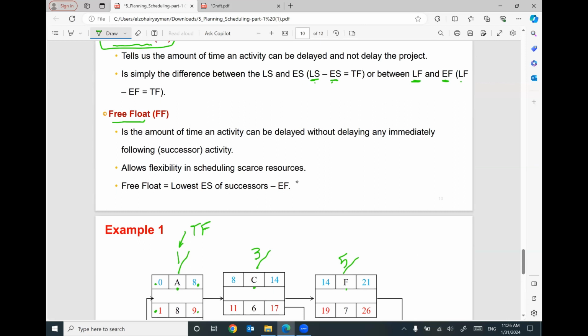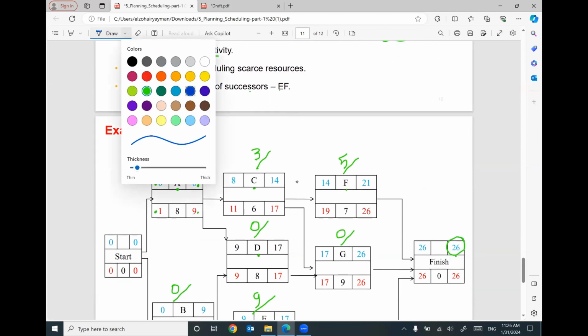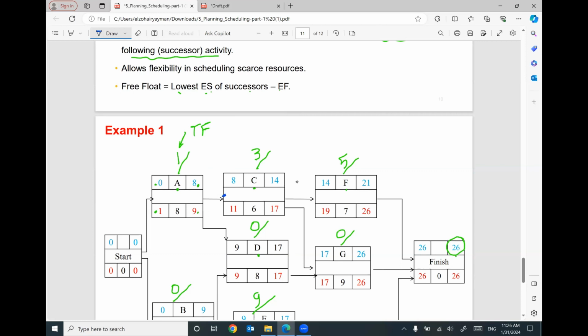For free float, which is the amount of time without delaying any immediately following or successor activities, it can be calculated by the lowest early start of successors minus early finish. What do I mean? We have here two successors. This one and this one are successors for this activity A. So I'm going to use the lowest early start. We have here early start 8. We have here early start 9. I'm going to use the lowest number, 8, minus the early finish for activity A. Early finish here is 8, so 8 minus 8 will be 0.